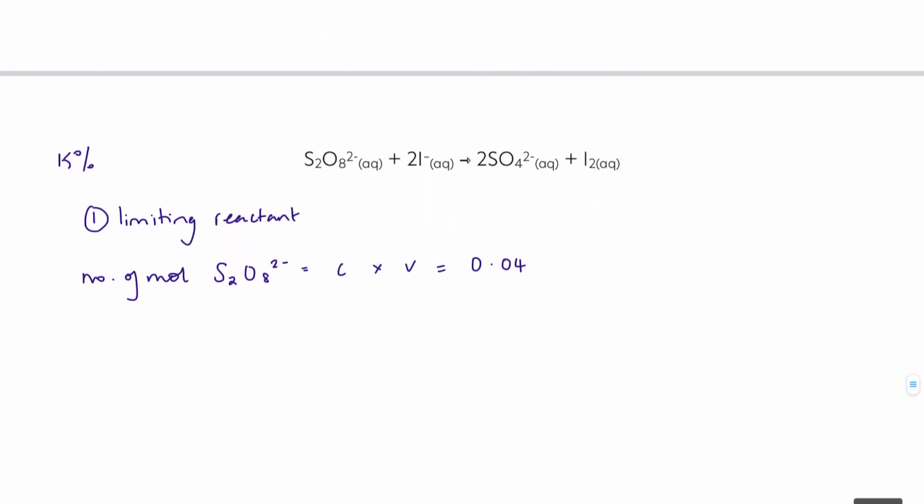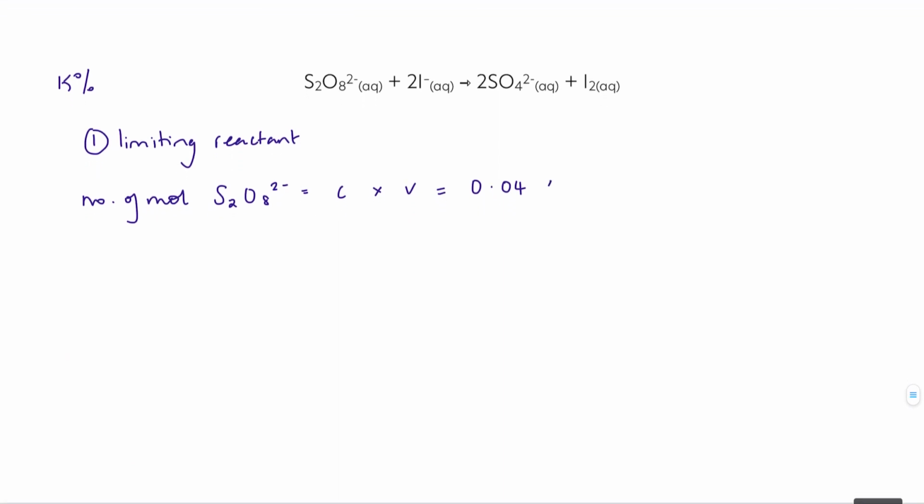So 0.04 mole per decimeter cubed, and the volume was 2 centimeters cubed. Well, 2 centimeters cubed is 0.002 decimeters cubed, so that comes out as 8 times 10 to the minus 5 mole. The ratio of peroxide disulfate to iodine is 1:1, which means that we would also make 8 times 10 to the minus 5 moles of iodine. Let's check for iodide ions.